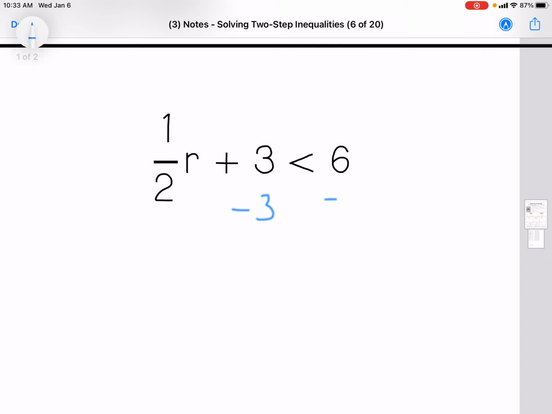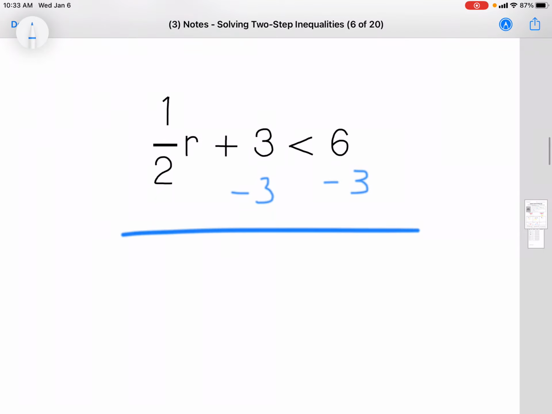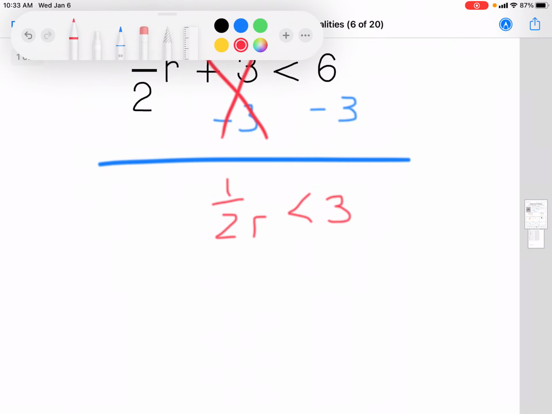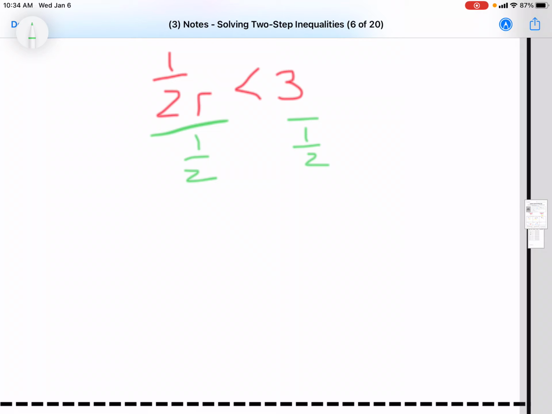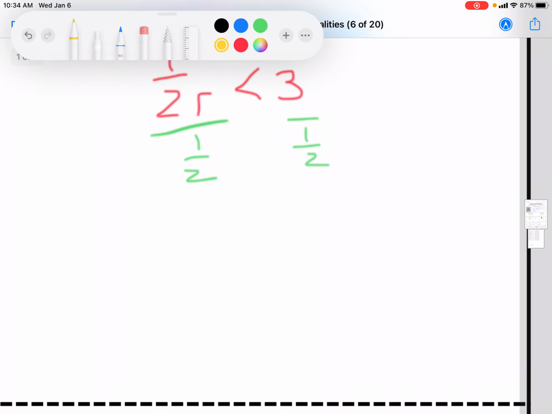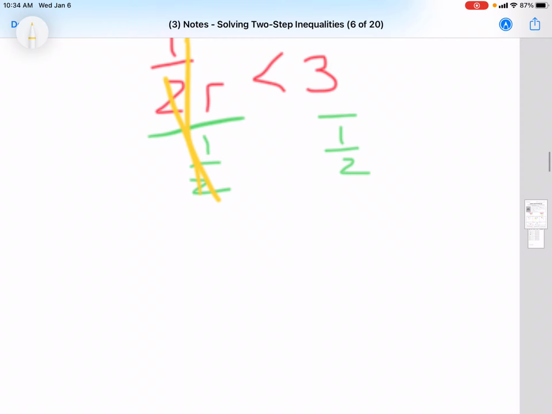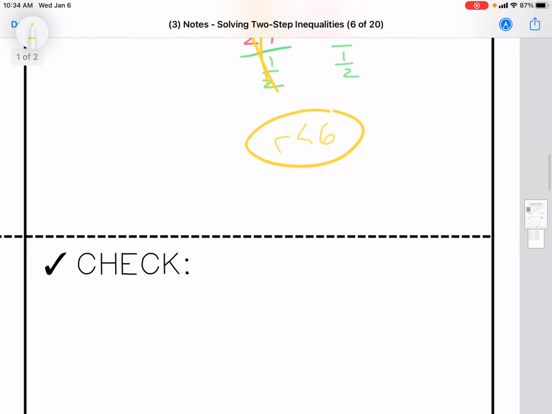Subtract 3 from both sides. Those go away, I'm left with 1/2 R is less than 3. I'm going to divide by 1/2 because 1/2 times R. When you divide 3 by 1/2, the number actually gets bigger. R is less than 6. So R can be any number less than 6.